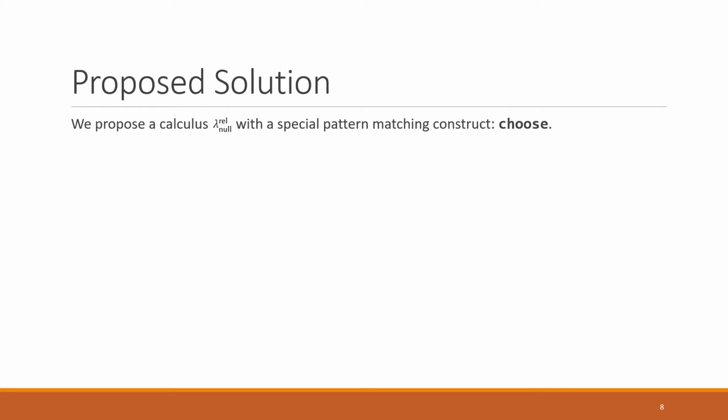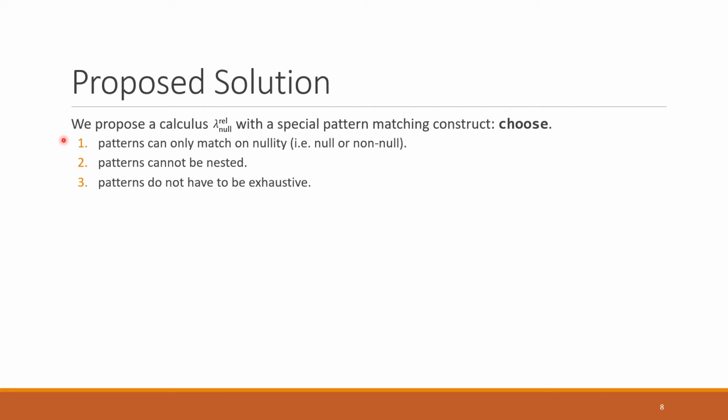I will now provide an overview of our technique in just one slide. So what we do is that we propose a new calculus called lambda relational nullability that has a special pattern matching construct called choose. This construct is different from an ordinary pattern match in 3 ways.